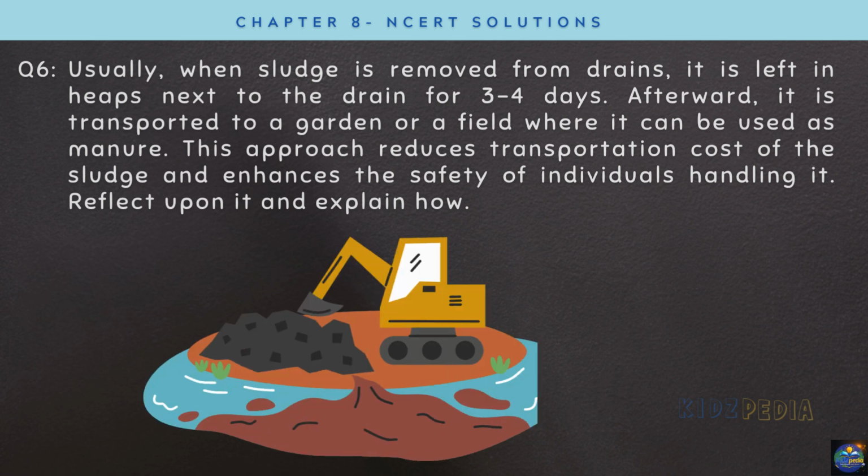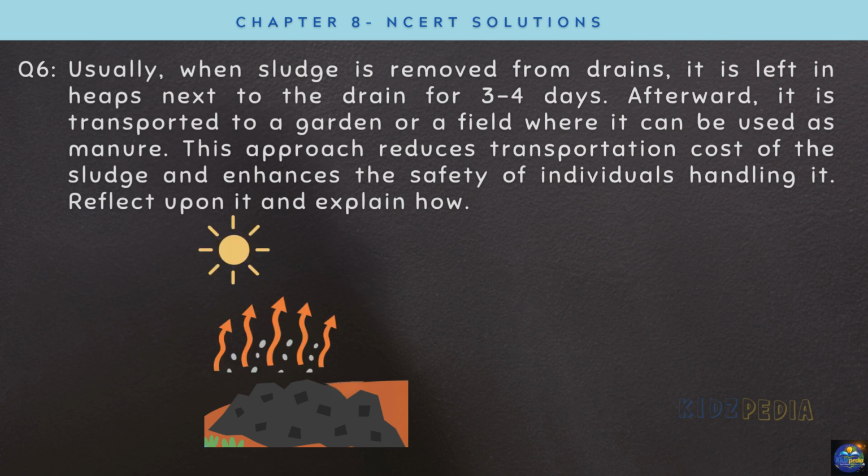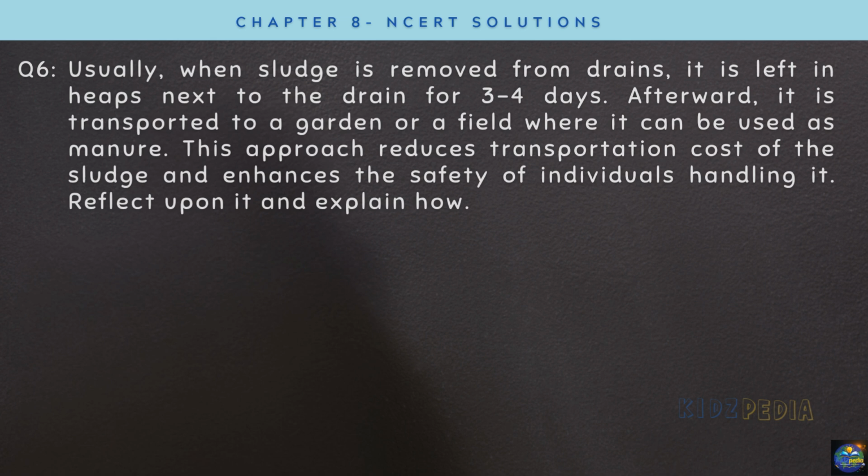Sludge means thick wet waste removed from drains or sewage. When sludge from drains contains a lot of water, it is very heavy and messy. When it is left in heaps, heaps means in piles, for 3 to 4 days, the water slowly evaporates due to heat from the sun and air. Because of evaporation, the sludge becomes drier and lighter, so transportation cost becomes less. It becomes less wet, making it safer for workers to handle. So, leaving sludge for a few days reduces weight and improves safety because of evaporation.